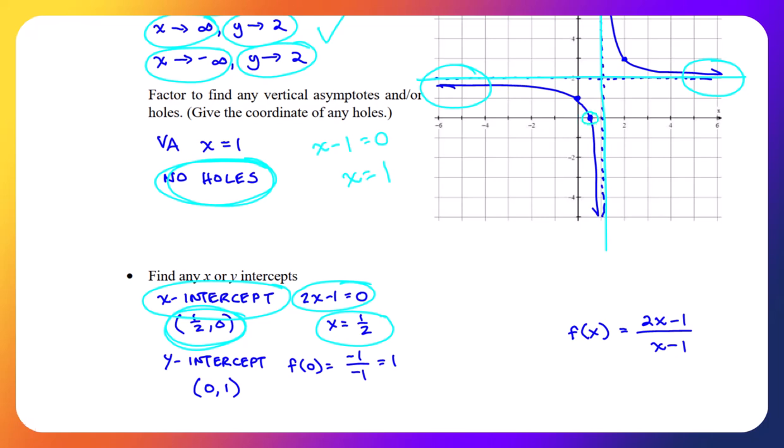The y-intercept, we plug in 0 for x. All the x's go away. We get negative 1 over negative 1, which is 1. So the y-intercept is 0, 1.